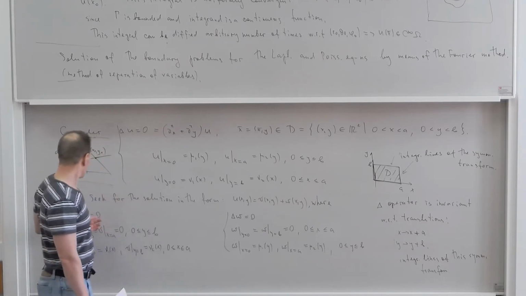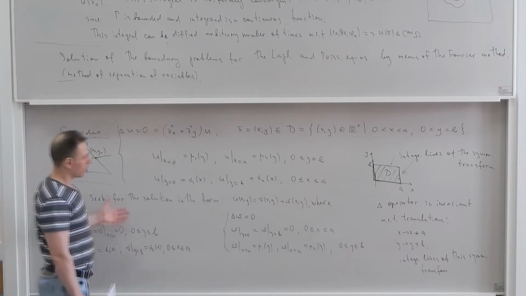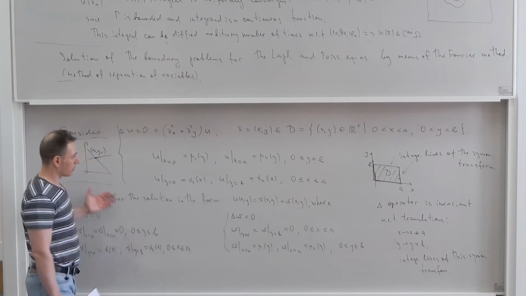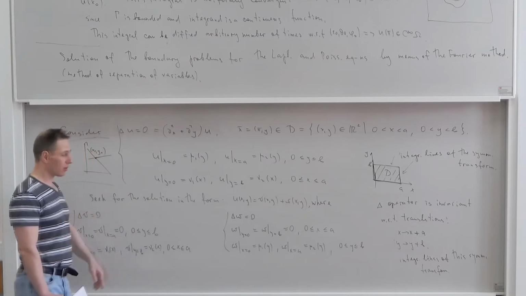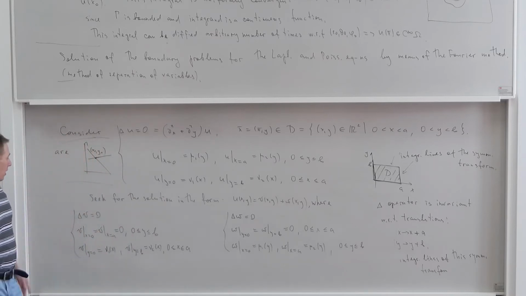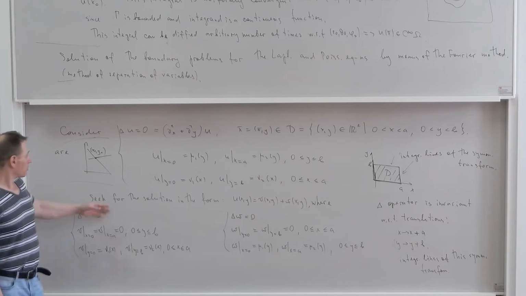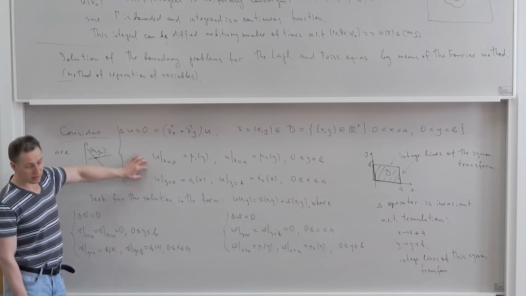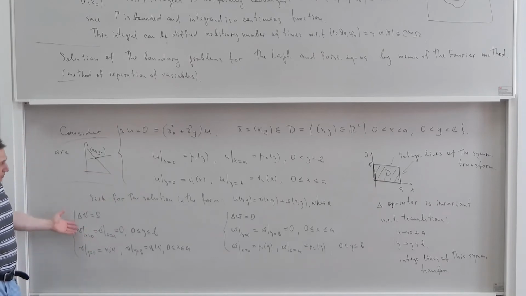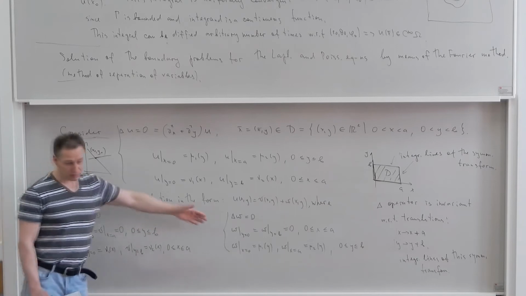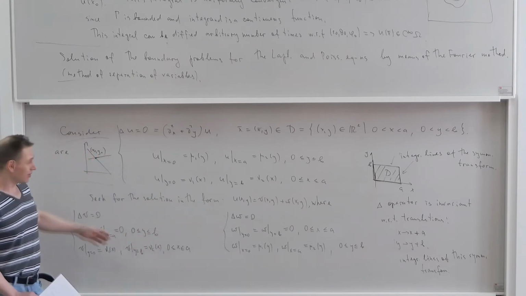That is, if we add V and W, then this sum satisfies the Laplace equation due to the fact that V and W satisfy this equation. And the sum of these two functions satisfies these boundary conditions due to the fact that the functions V and W satisfy this one. It is easy to see.